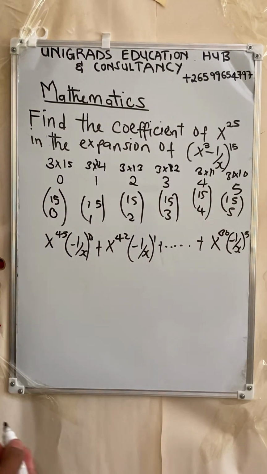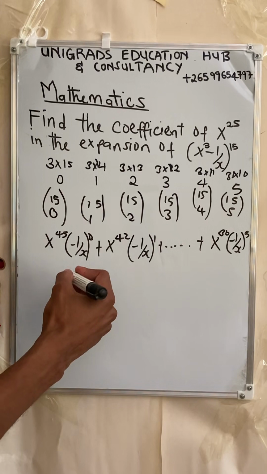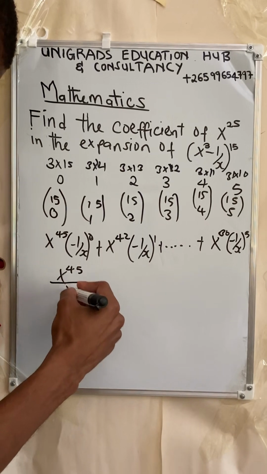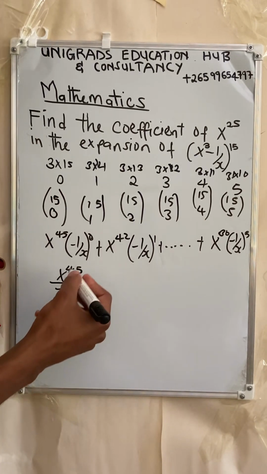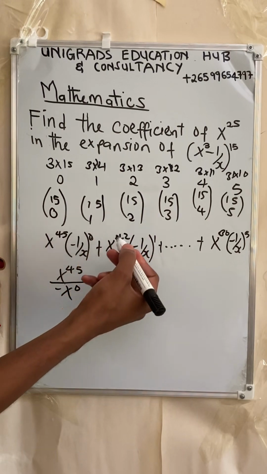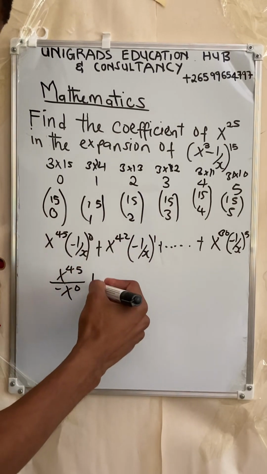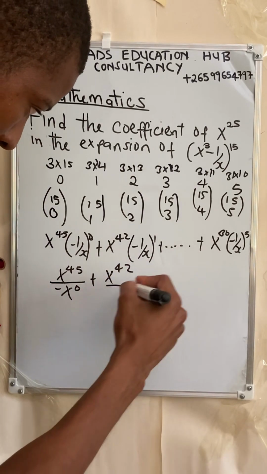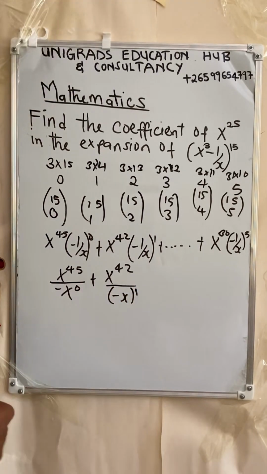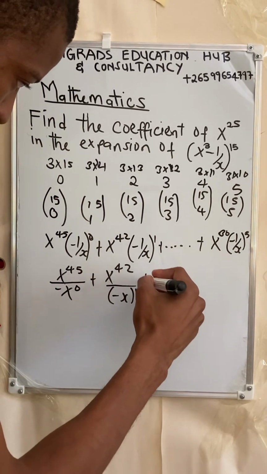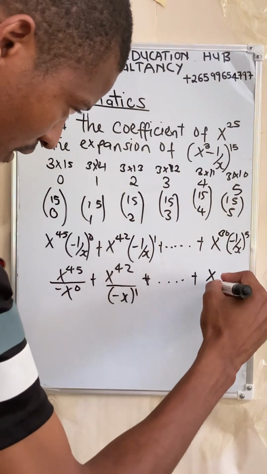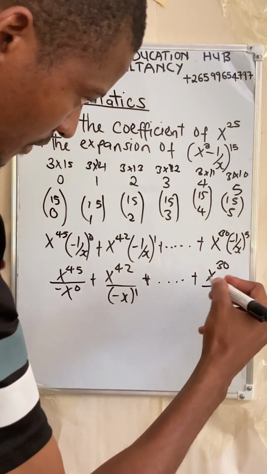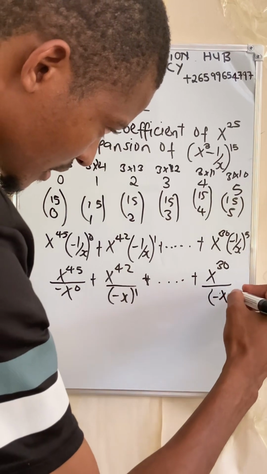If we simplify each of these, it's easy to note that this is x to the power 45 over x to the power 0, and minus 1 to the power 0 is 1, so this is x to the power 45 over 1. And this will be x to the power 42 minus x to the power 1. This sequence also continues up to x to the power 30 over x to the power 5, with minus 1 to the power 5 just minus 1, so I have minus x to the power 5.